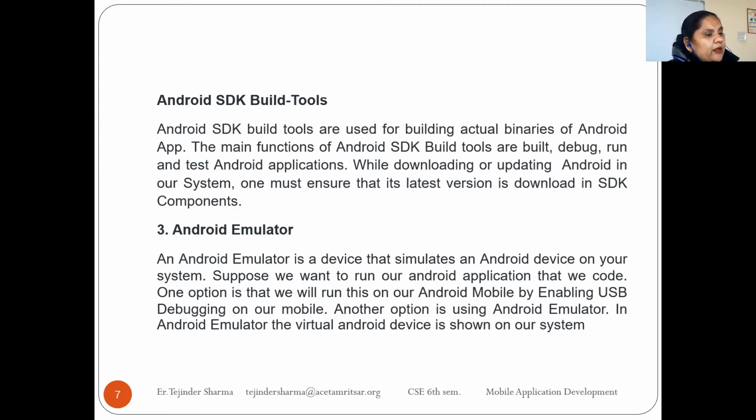While downloading or updating Android Studio, one must ensure that the latest version is there. That means in SDK components, we should look for the latest version. Now, how will we check this in Android Studio? I'll tell you. Then what is the Android emulator?